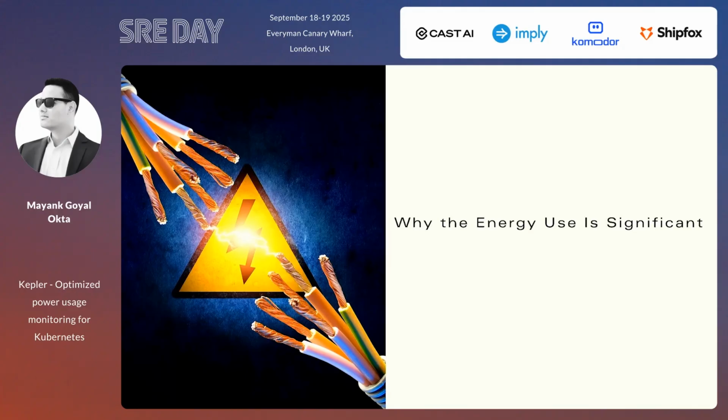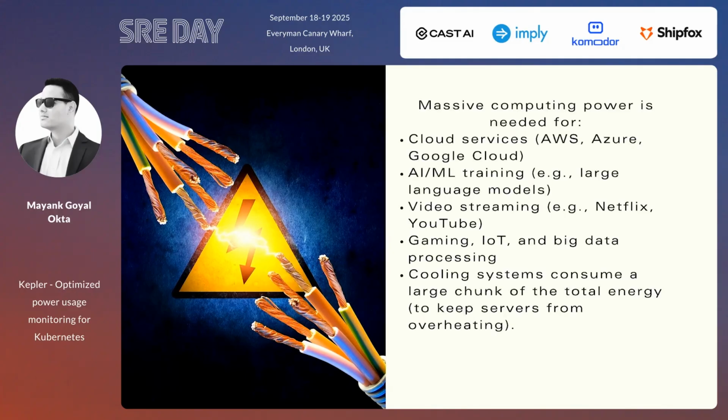And why is the energy use significant here? Because massive computing power is needed. We have cloud services like AWS and Azure. We have AI/ML training, which requires big data centers and uses a lot of power. We have video streaming data centers like Netflix and YouTube, gaming, IoT, and big data. These also consume a lot of power and energy. And to keep the servers cooled down, we have cooling systems which consume a large chunk of the total energy to keep the servers from overheating.